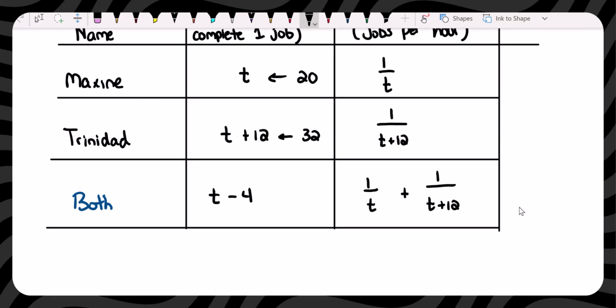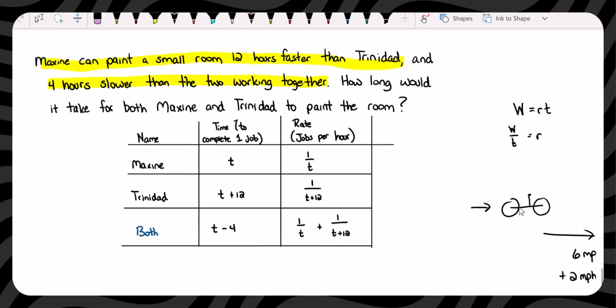It should take less than both of those, specifically 4 hours less than Maxine's time. So that'd be 16 hours if they work together. Now, that's fictitious. I'm not saying that's actually true. I'm just saying logically, that should make sense to you. All right. So because Maxine is 4 hours slower, it takes her 4 hours longer to paint that room than if they were working together.